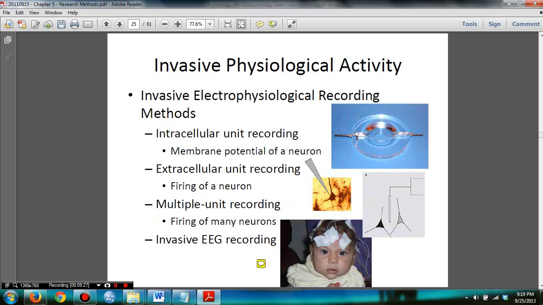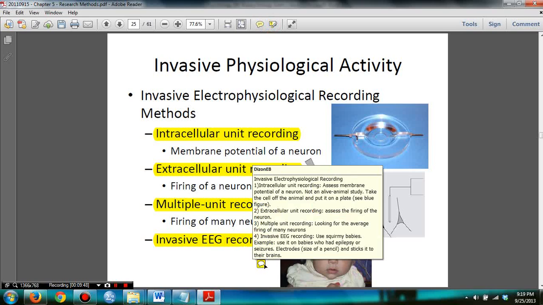So now we're going into invasive electrophysiological recordings. And you need to know these four: intracellular unit recording, extracellular unit recording, multiple unit recording, and invasive EEG recording. And here are my side notes. Pause the video if you would like to write this down.